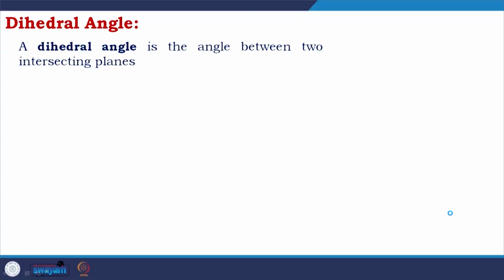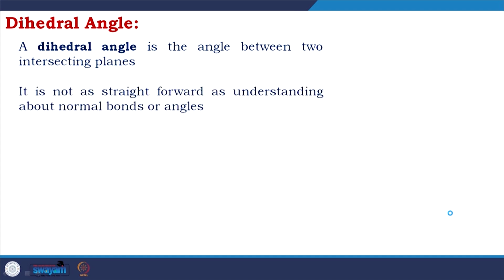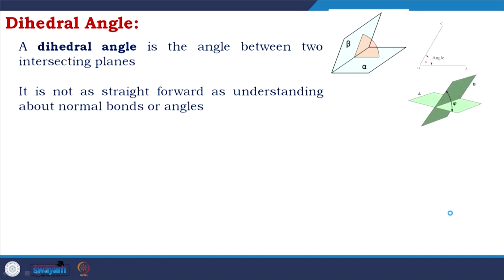And that brings me to the concept of the dihedral angle, again a very important concept. A dihedral angle is the angle between two intersecting planes. As I say, it is an angle between two intersecting planes, but I realize that it is not as straightforward to understand as normal bonds or angles. It is difficult to differentiate from the normal angle, so I will try to put in some more discussion.